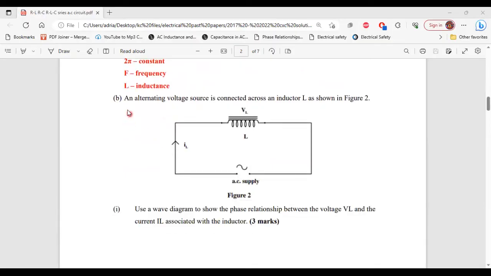For part B, it says an alternating voltage source is connected across an inductor L as shown in Figure 2. So here is Figure 2. Here we have the inductor and we have a voltage source connected across it. Part 1 of B, it says use a wave diagram to show the phase relationship between the voltage and the current across the inductor.